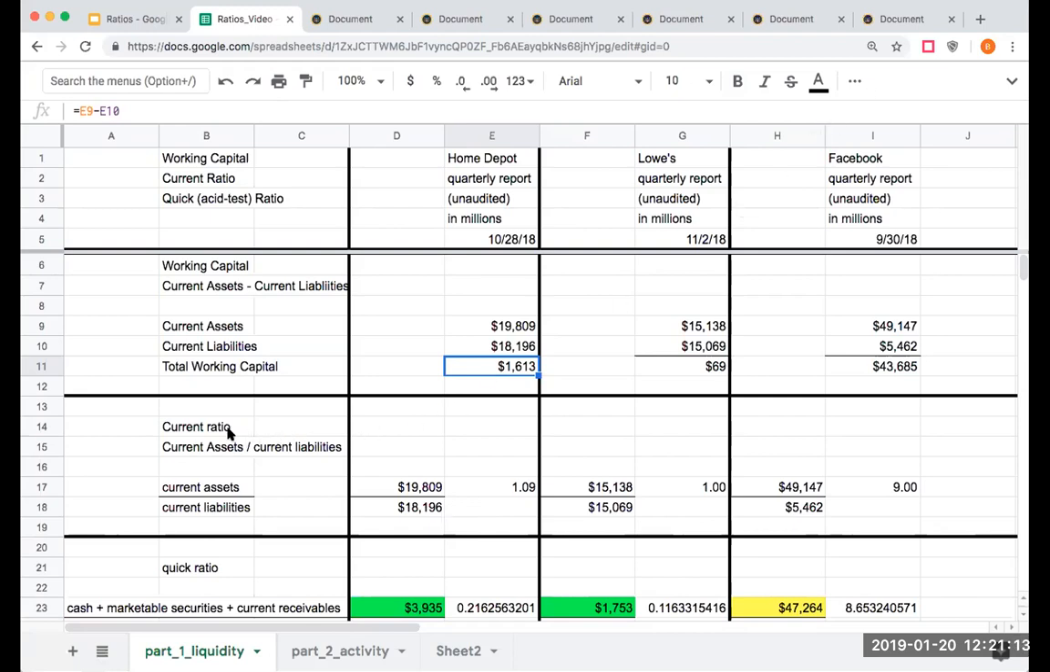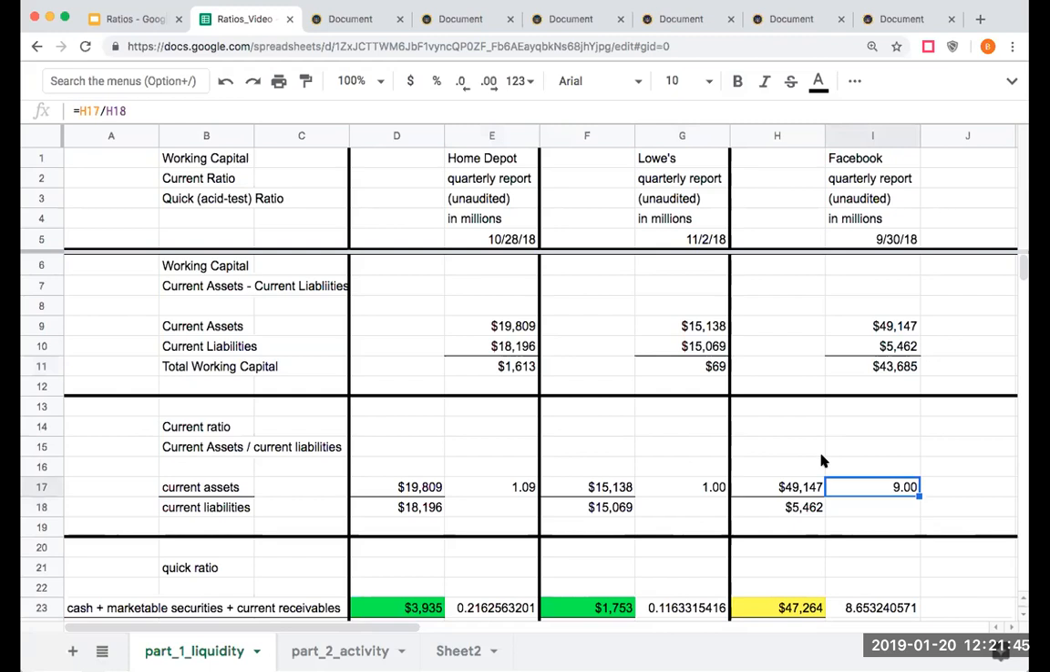So the next ratio I want to look at is the current ratio, or what are my current assets to my current liabilities? What's going to be my ability to pay those? What we're really doing with the current ratio is taking the two elements of the working capital ratio and dividing them. So here I've got a ratio of 1 for Home Depot. For Lowe's, it's a ratio of 1. And Facebook, it's a ratio of 9.